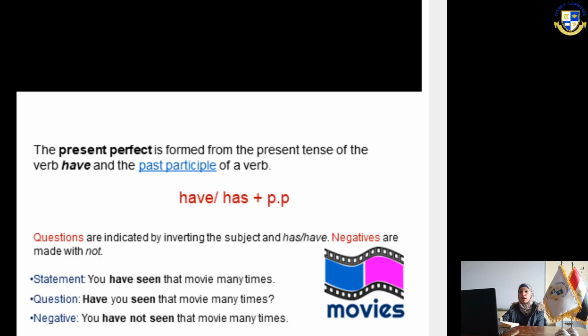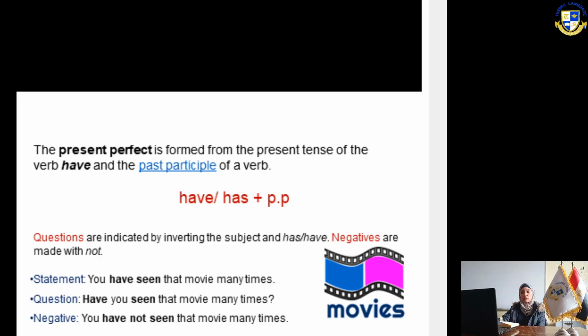After we have finished the past simple, let's talk now about the present perfect simple. The present perfect is formed from the present tense of the verb have and the past participle of the verb. So the form will be have or has plus pp, past participle. Questions are formed by inverting the subject and has or have, and the negatives are made with not.